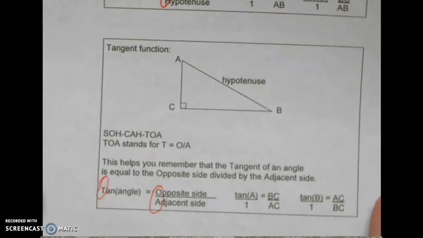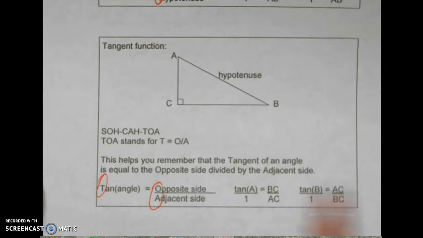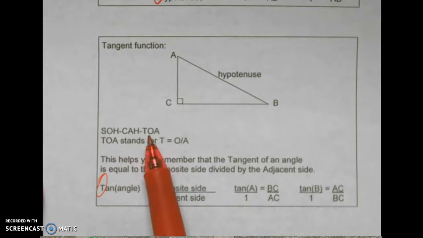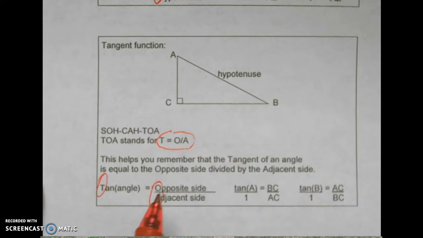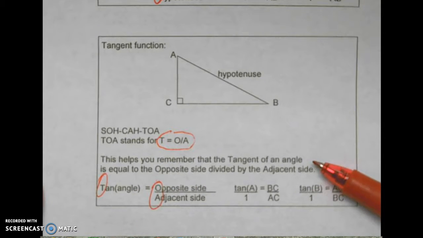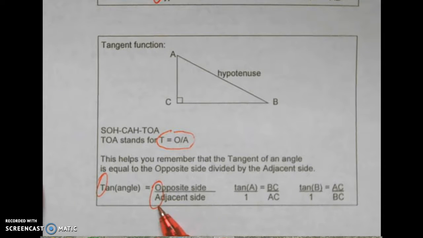The last trig function that we're going to take a look at is the tangent function. If I'm looking at that SOHCAHTOA, the TOA part is my tangent. It stands for tangent equals the opposite over the adjacent. That helps us to remember that the tangent of an angle is equal to the opposite side divided by the adjacent side. So tangent, opposite over adjacent, TOA.